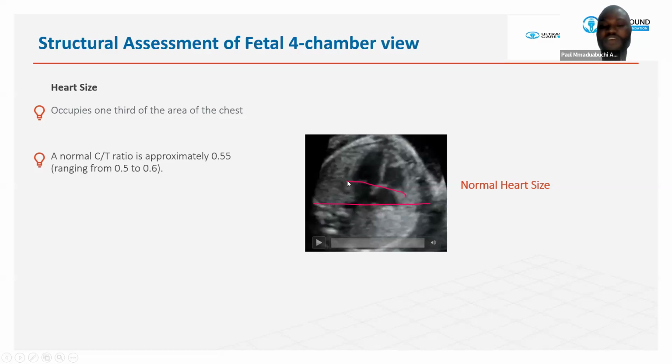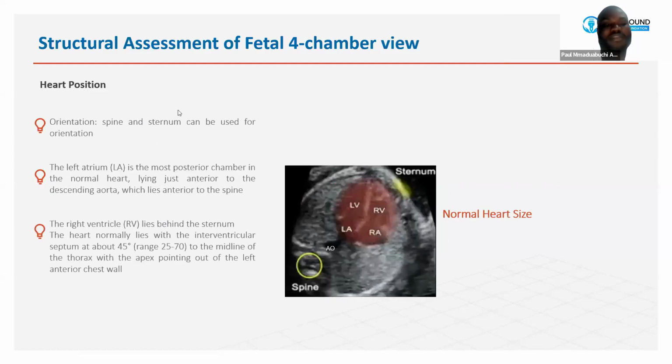You can measure using a line crossing through the valves from the right to the left, and from the left to the right, or you can use your ellipse to measure it in this way. You are expected to have approximately 0.5. However, it can range from 0.5 to 0.6, but this is not a standard. There is no standard measurement I'm giving, and this is a range you could use in deciding if the heart is of normal size or not.